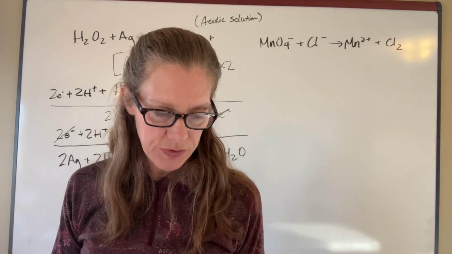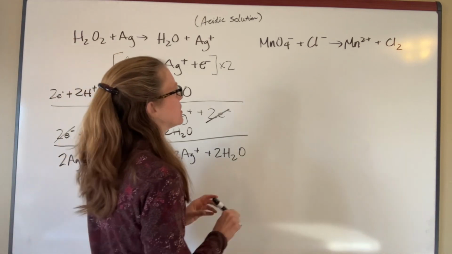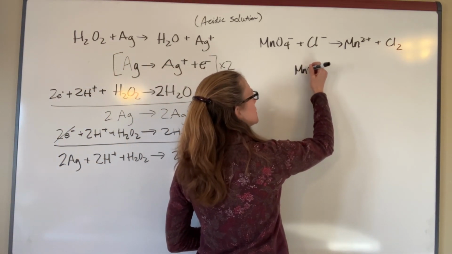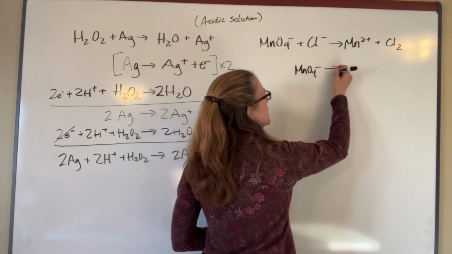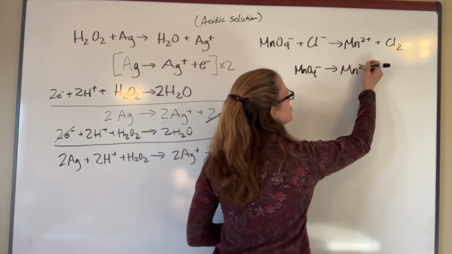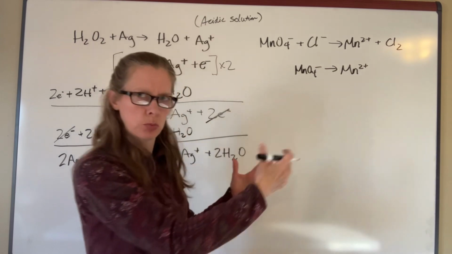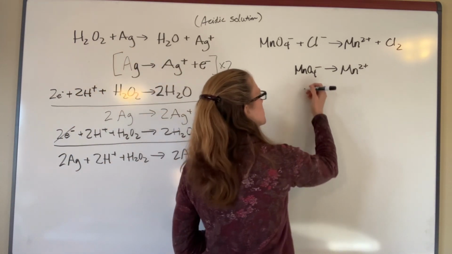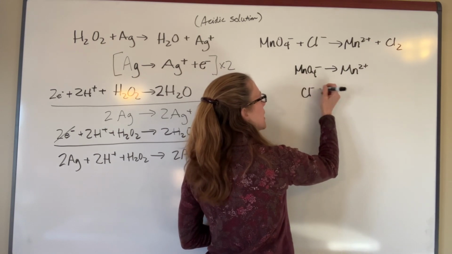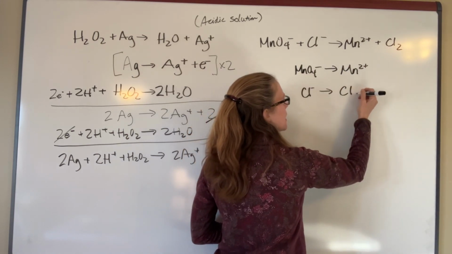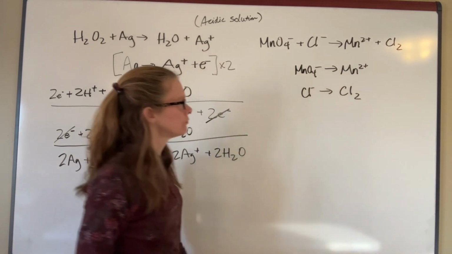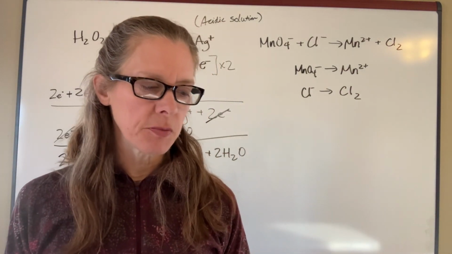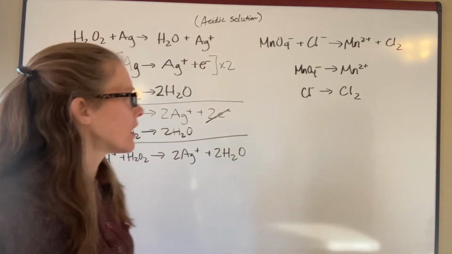So number 1, write the 2 individual half reactions, the oxidation and reduction. So I'm going to take the MnO4 minus, and it's going to go to Mn2 plus. Yeah, there's no oxygen. We'll fix that because remember we fixed it before by adding some water. Okay, so now I've got a Cl minus going to Cl2. The next step is to balance all elements except the hydrogen and the oxygen.